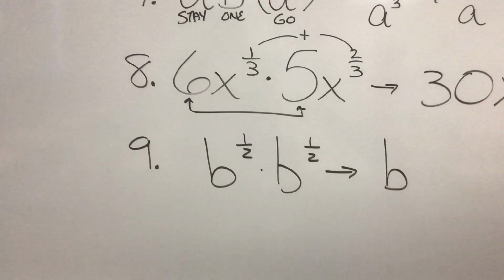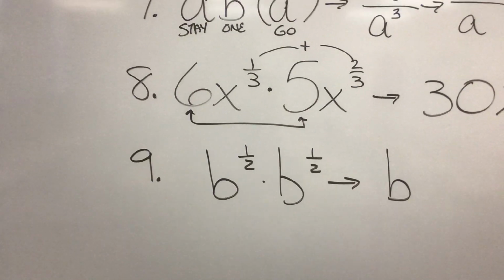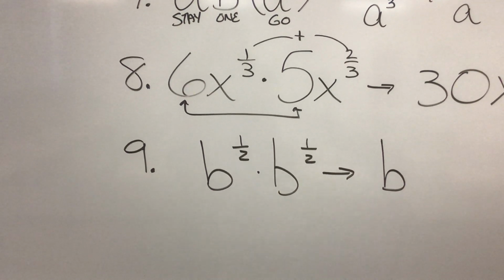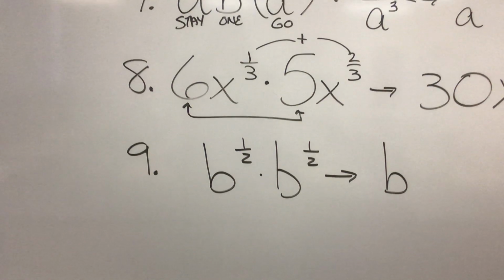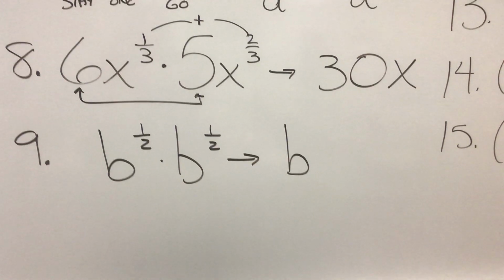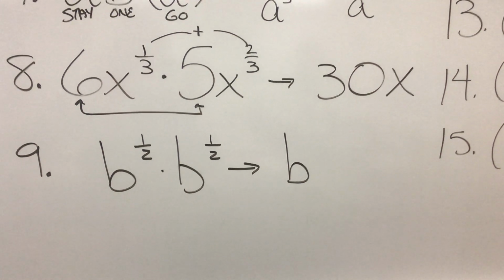All right, number 9. B to the 1/2 times b to the 1/2. Simple, straightforward here. We're multiplying like bases. So we're going to add those exponents. 1/2 plus 1/2 is 1. So b has an exponent of 1, but we don't write it there, right?